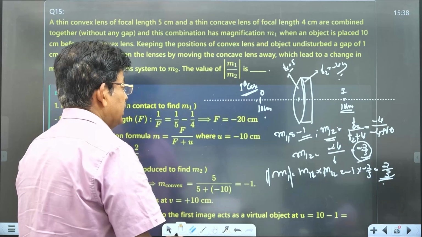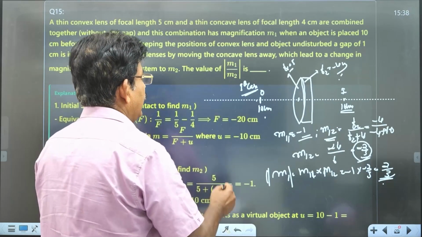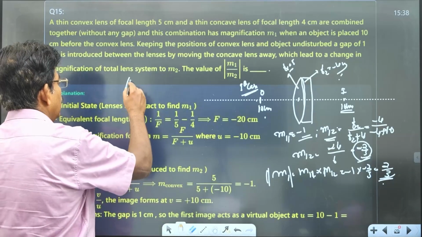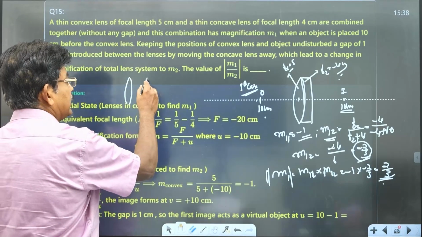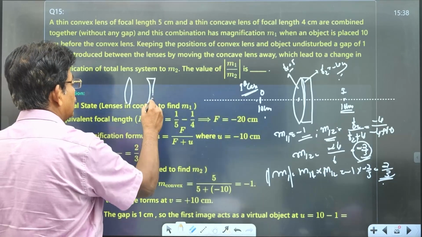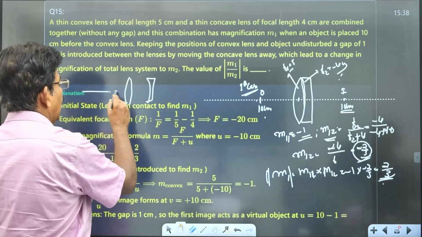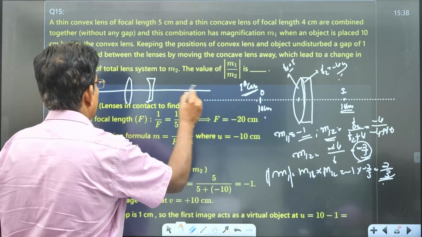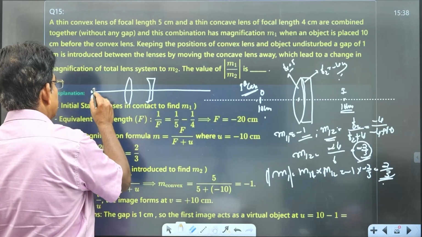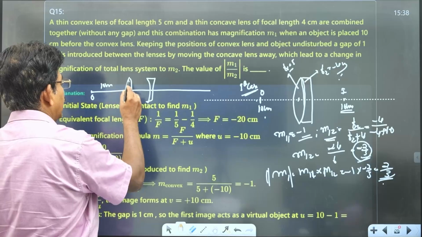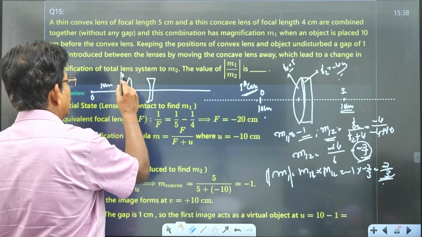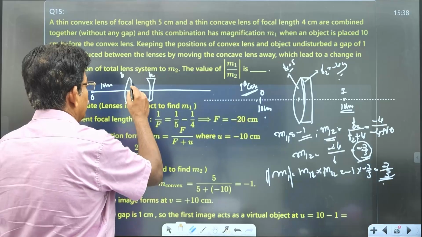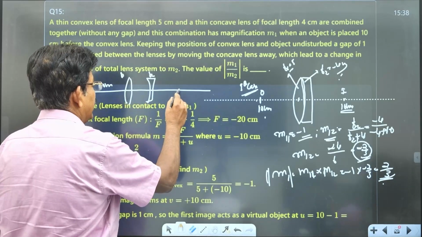Now, in the second case, again, what arrangement they made is that the concave lens is moved through a distance of 1 centimeter. Other things remaining the same. Isn't it? Object is kept here at 10 centimeter. This is F1, 5 centimeter. This is F2. And due to the first one, the intermediate image will be formed.